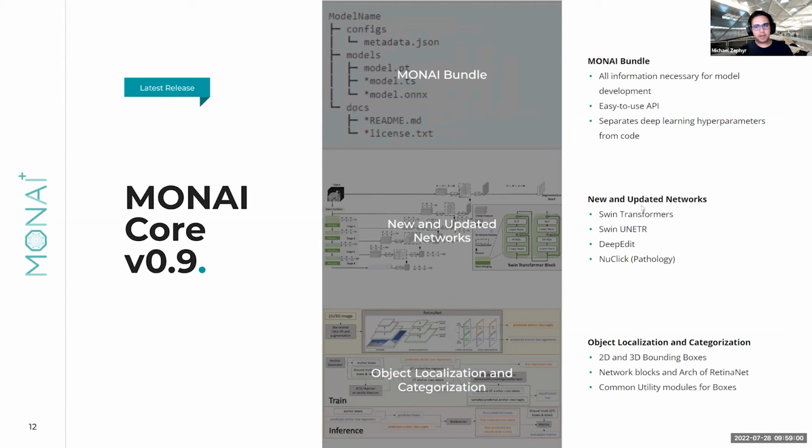For MONAI Core, Eric gave a great recap of MONAI bundles, what they are, going in depth on everything about MONAI bundles, which were recently added. There are different transformer networks, including SwinUNETR, which Ahmad got to talk about. DeepEdit and NuClick were added as a basis for some of the pathology apps that are in MONAI Label now. There are also additional things around 2D and 3D bounding boxes, RetinaNet architectures, and some general box utility functions. Those are things that will be worked on more in the future, but they're the basis for what was added in this latest release.